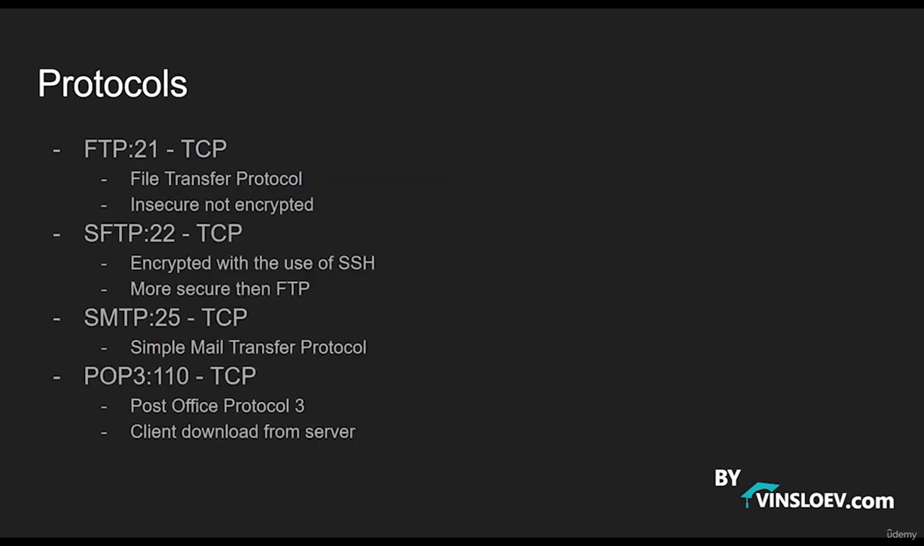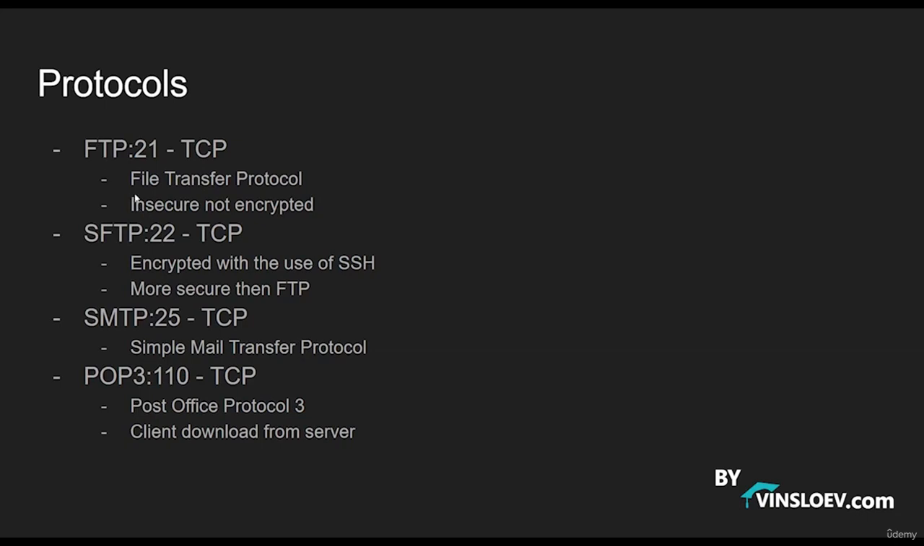So some of the protocols that we have, if it's FTP, which uses port 21 as its standard port, and it uses TCP protocol as its communication protocol, which we discussed in the last lecture. So FTP stands for File Transfer Protocol, and we use this to transfer files over the network. And this is an insecure communication type because our files are not encrypted, meaning that anyone can eavesdrop in and see what kind of information we are basically transferring.